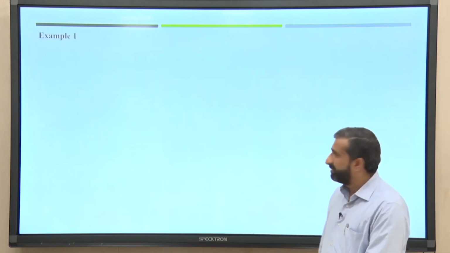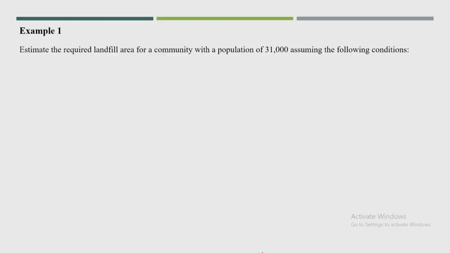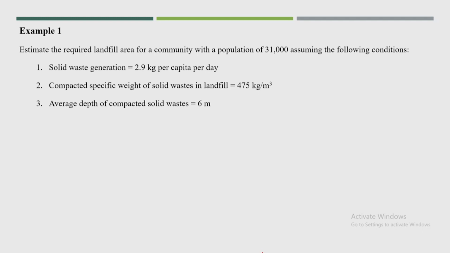The first example: estimate the required landfill area for a community with a population of 31,000, assuming the following data. The solid waste generation is 2.9 kg per capita per day, where per capita means per person. The compacted specific weight of solid waste, meaning the density, is 475 kg per meter cube, and the average depth of compacted solid waste is 6 meters. We have to calculate how much area will be required.